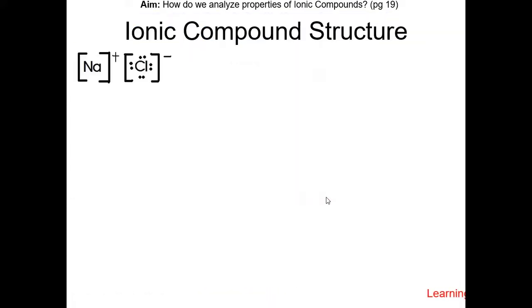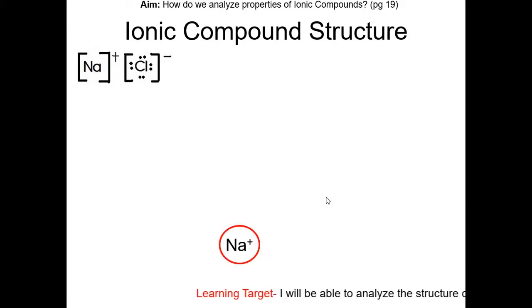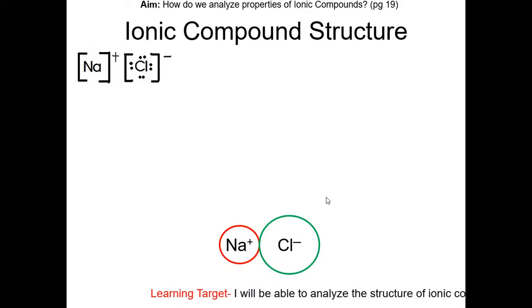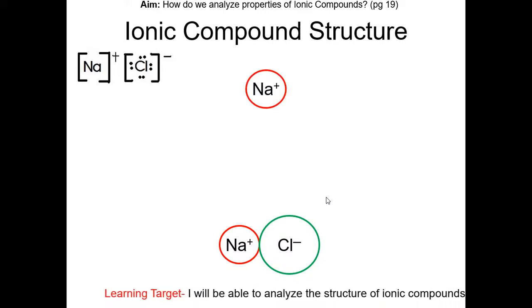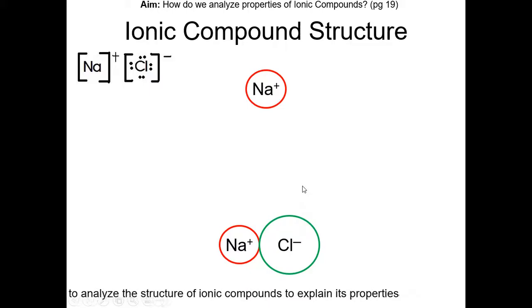So from theme number 1, structure influences property. In order to explain and figure out the properties of ionic compounds, you need to first get the structure. So we have a sodium ion bonding with a chloride ion. Let's say we have another sodium ion. Which ion would it bond with? From theme number 2, opposites attract. So sodium is going to bond with chloride.